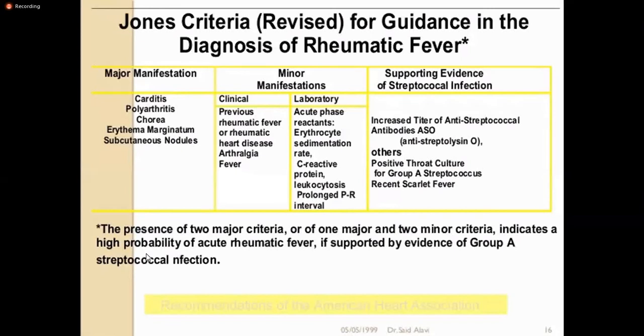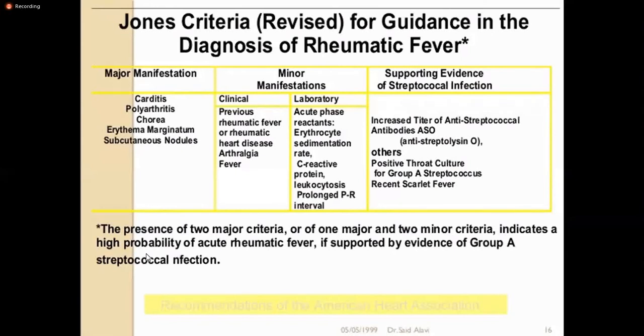So the major manifestation, minor manifestation, and supporting evidence of post-streptococcal rheumatic heart disease. So clinically, the criteria are carditis, polyarthritis, chorea, erythema marginatum, and subcutaneous nodule. And in the minor manifestation, there are certain clinical findings and certain laboratory findings. In clinical finding, there is a previous rheumatic fever history or rheumatic heart disease, arthralgia or fever.